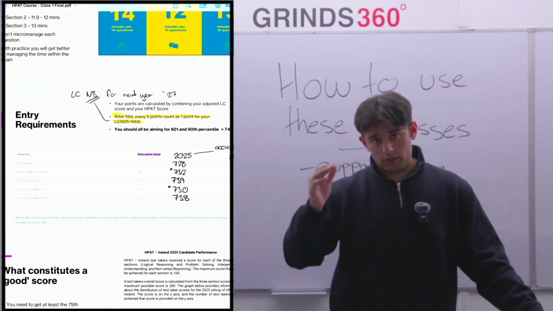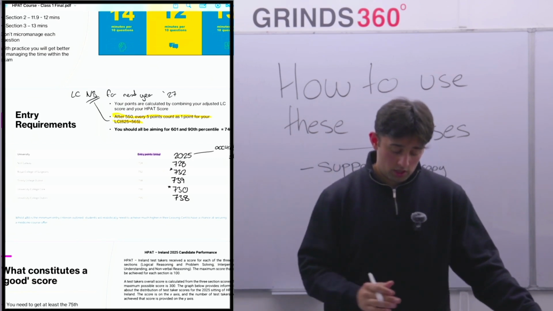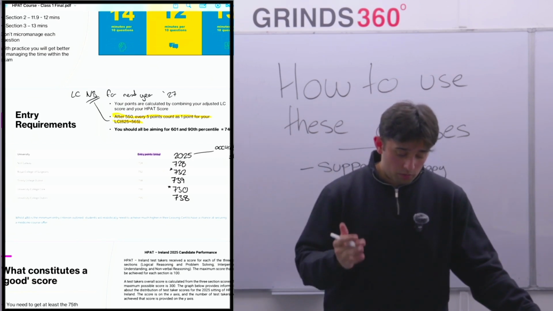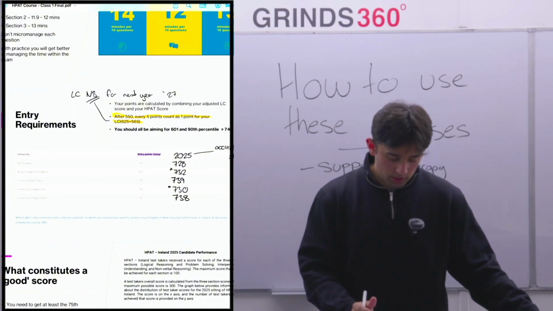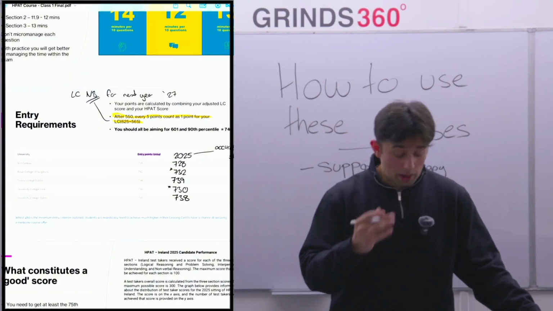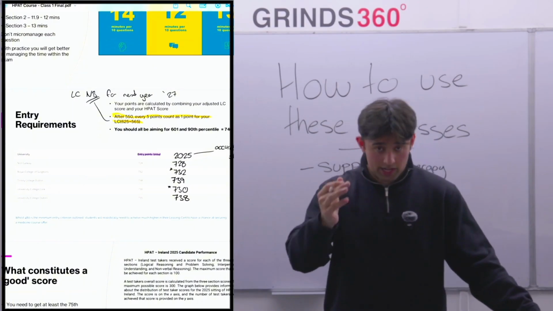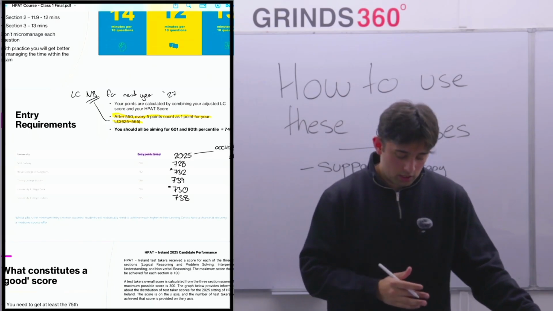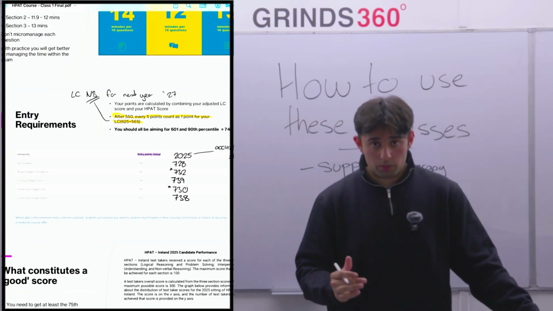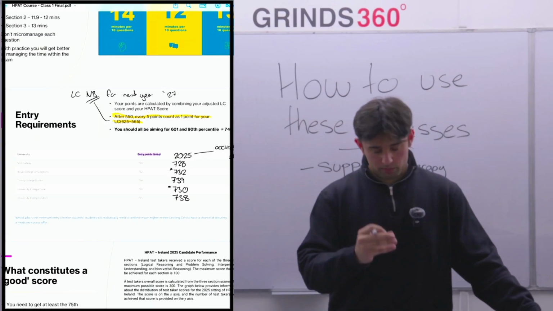And you guys need to have one eye on that, thinking you need to get close to 600. So I've put in here, you should all be aiming for 601 and 90th percentile. The only exception to this is if you qualify for DARE or HEAR, in which case you can bring those down a little bit because you have a bit more leeway.